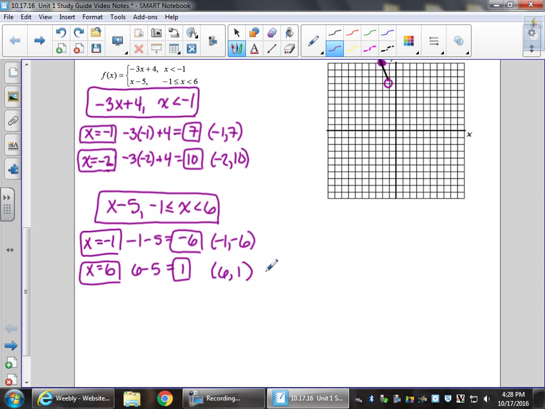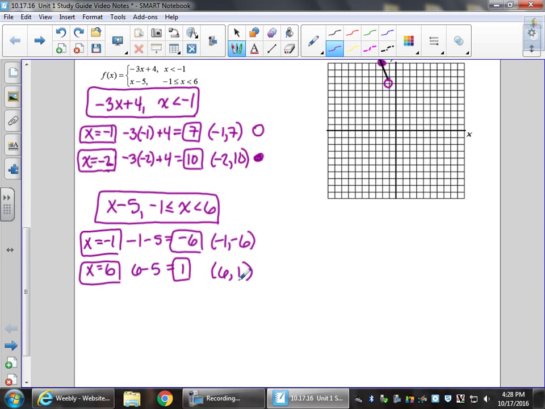Something I saw a couple people doing, and I'm going to just mention it in case it helps you, you can actually decide open or closed before you even plot. Like this one, right? X strictly less than negative 1. So I knew when I plugged in negative 1, this was going to be open. That's a bad open circle. Open. And this one is on the ray, so it's going to be closed.